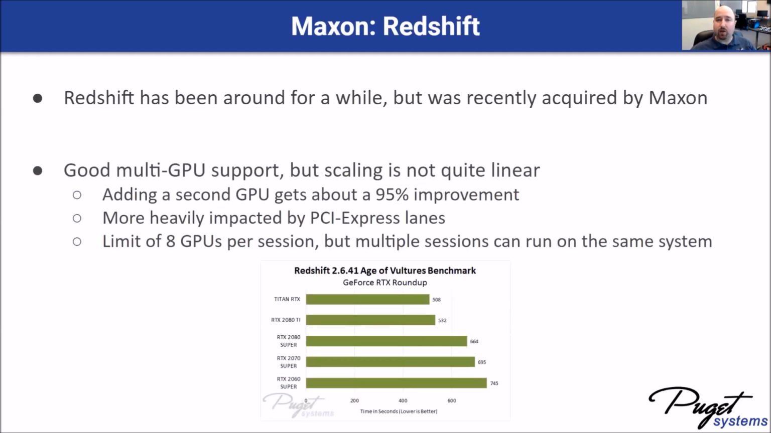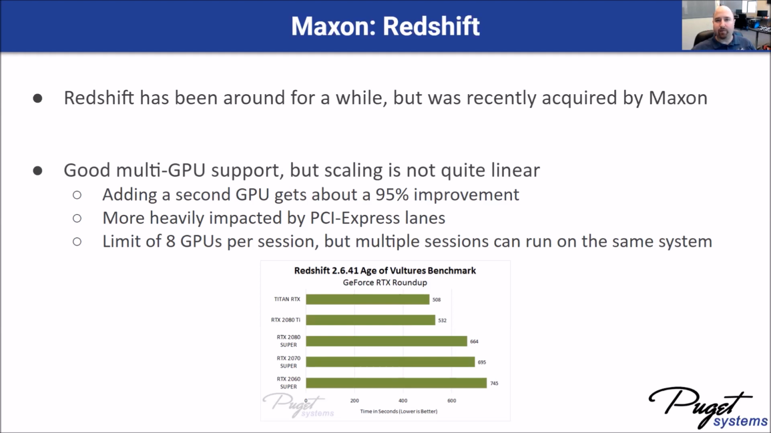And it's also got good multi-GPU support. The scaling's not quite as good as Octane. We see about a 95% gain from each additional card rather than a full 100%, but it's still very good. It's also more heavily impacted by PCI Express lanes, which we'll talk about a little bit later in the hardware section. And they've got a limit of 8 GPUs per session in Redshift. But practically speaking, unless you're doing something crazy, that's the most you're going to have in a single system anyway.